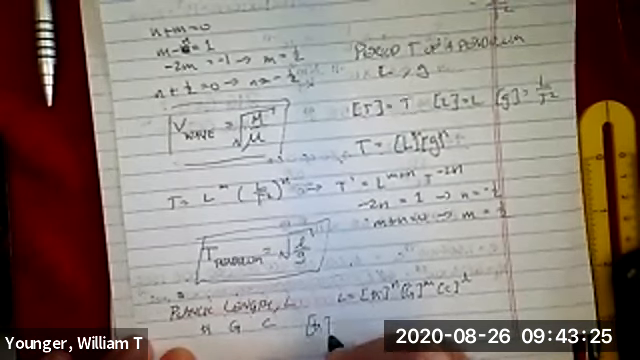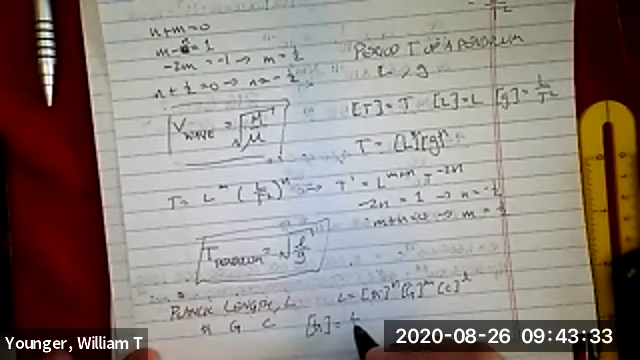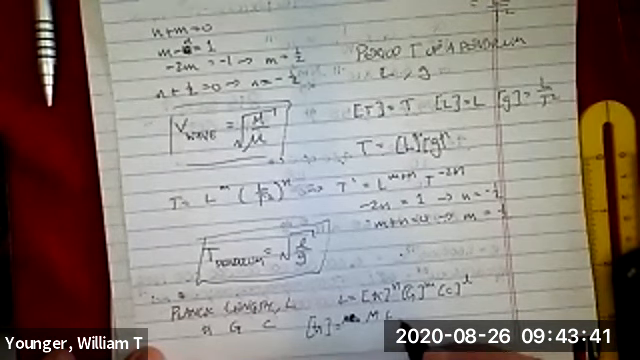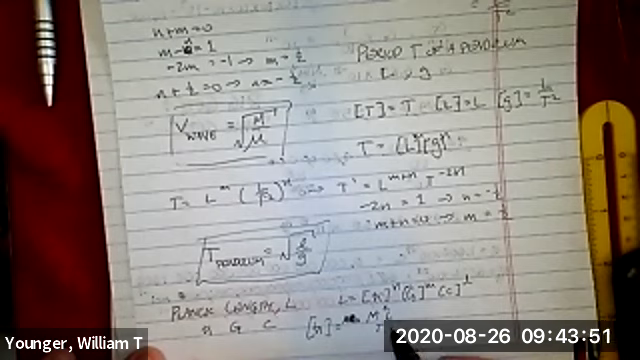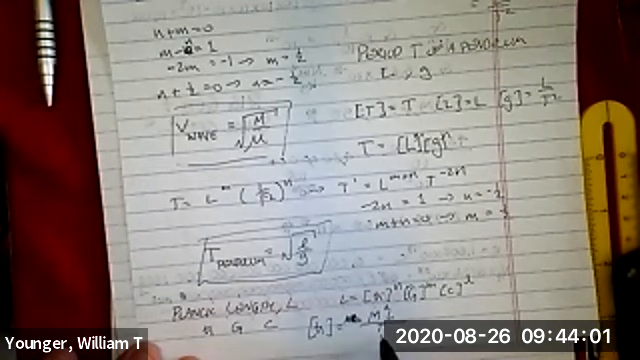h bar's dimensions are, I would say, mass times length squared over time. Oh, actually, let me write this a little clearer. Mass times length squared over time. Yes, that's it. So that's the dimensions of Planck's constant, M L squared over T.